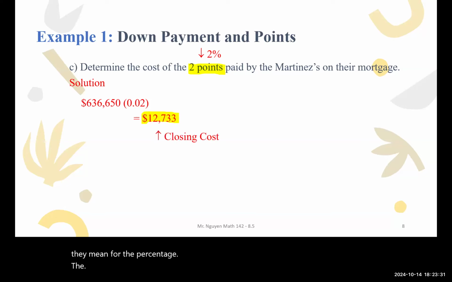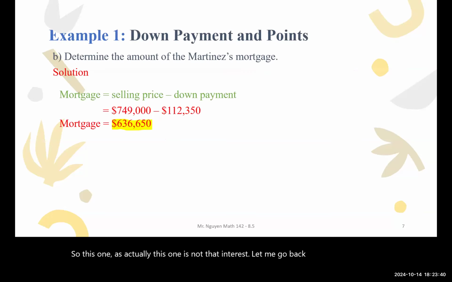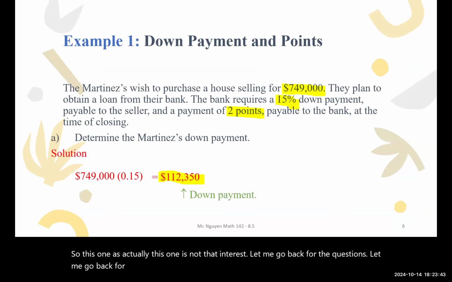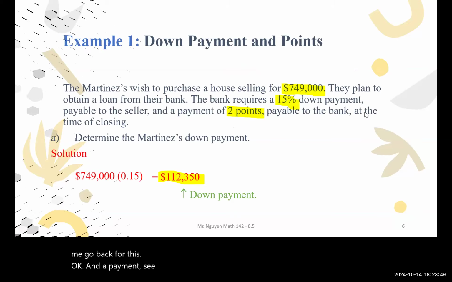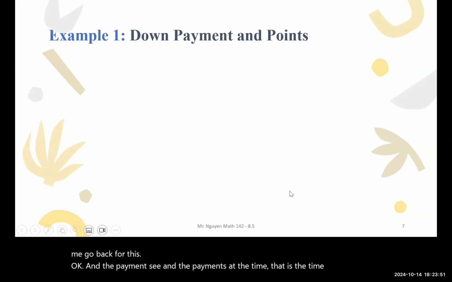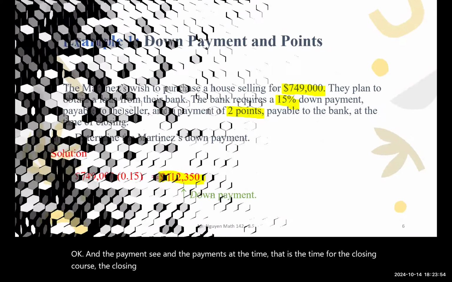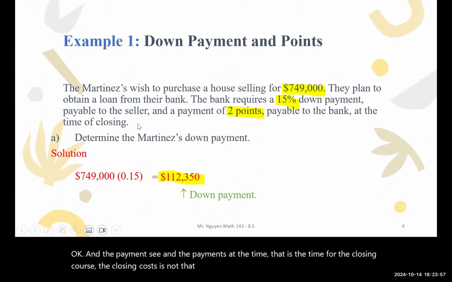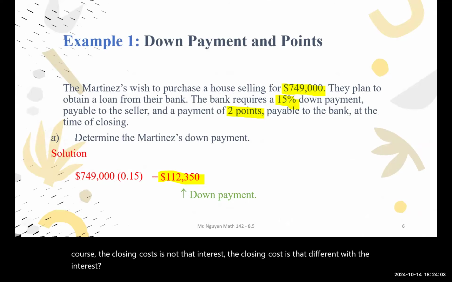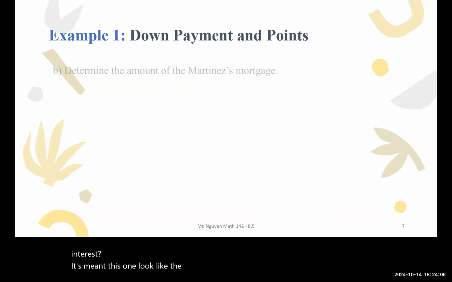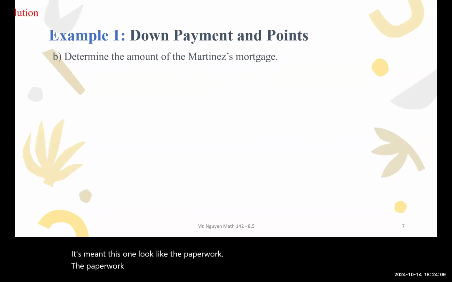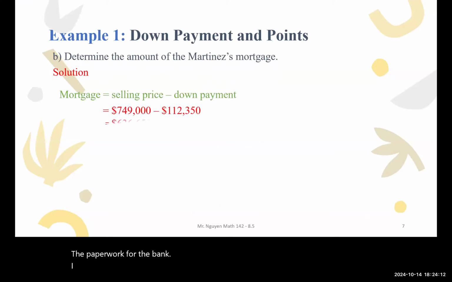So actually, this one is not the interest. Let me go back to the questions. The payments at the time are for the closing cost. The closing cost is not the interest. The closing cost is different from the interest. It's like the paperwork for the bank. I can call it the paperwork for the bank.